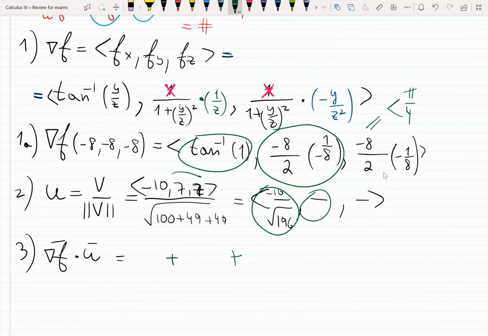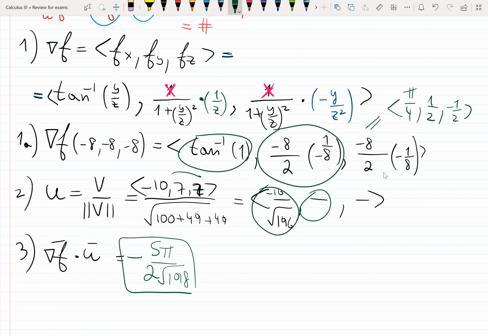I noticed it actually accepts just typing it in. And if it doesn't accept, you can always email me and I will accept it as full credit. Fine by me. If it's correct, though, make sure it's correct. And the answer should be a number. And the number in front of me is minus 5 pi over 2 square root of 198. And a negative directional derivative means something: decreasing towards that direction.